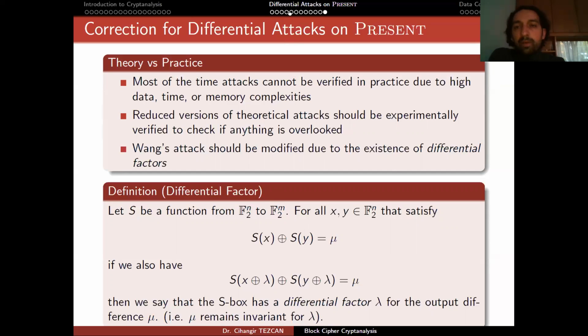This is why we always insist that when you obtain something theoretically, try to verify toy versions of the theoretical observation. In this case, instead of trying to perform the 16-round attack on PRESENT, you can reduce it to 6 rounds or maybe even shorter and perform the attack and try to capture the key. If somebody did that, they would observe that due to the differential factors, you cannot capture the keys directly. So with a small modification, this attack actually works. So you have to be careful when you are performing the attack in practice.